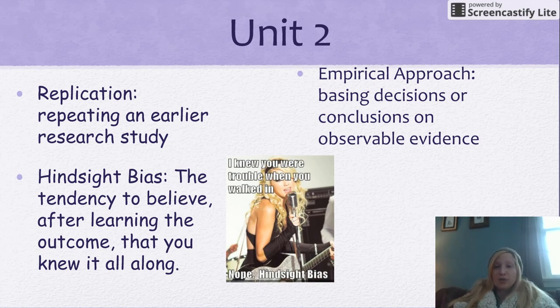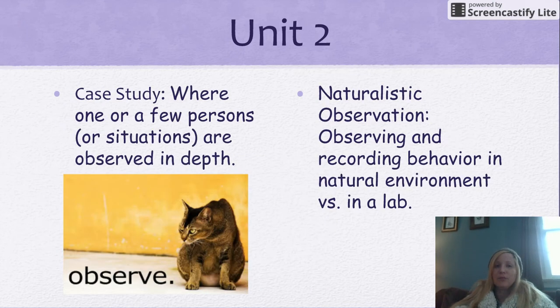The empirical approach is basing decisions or conclusions on observable evidence, stuff we can definitely see. So behaviors like this. Hindsight bias, that's the tendency to believe after learning the outcome that you knew it all along. So like looking back and saying, look, I knew that was going to happen.